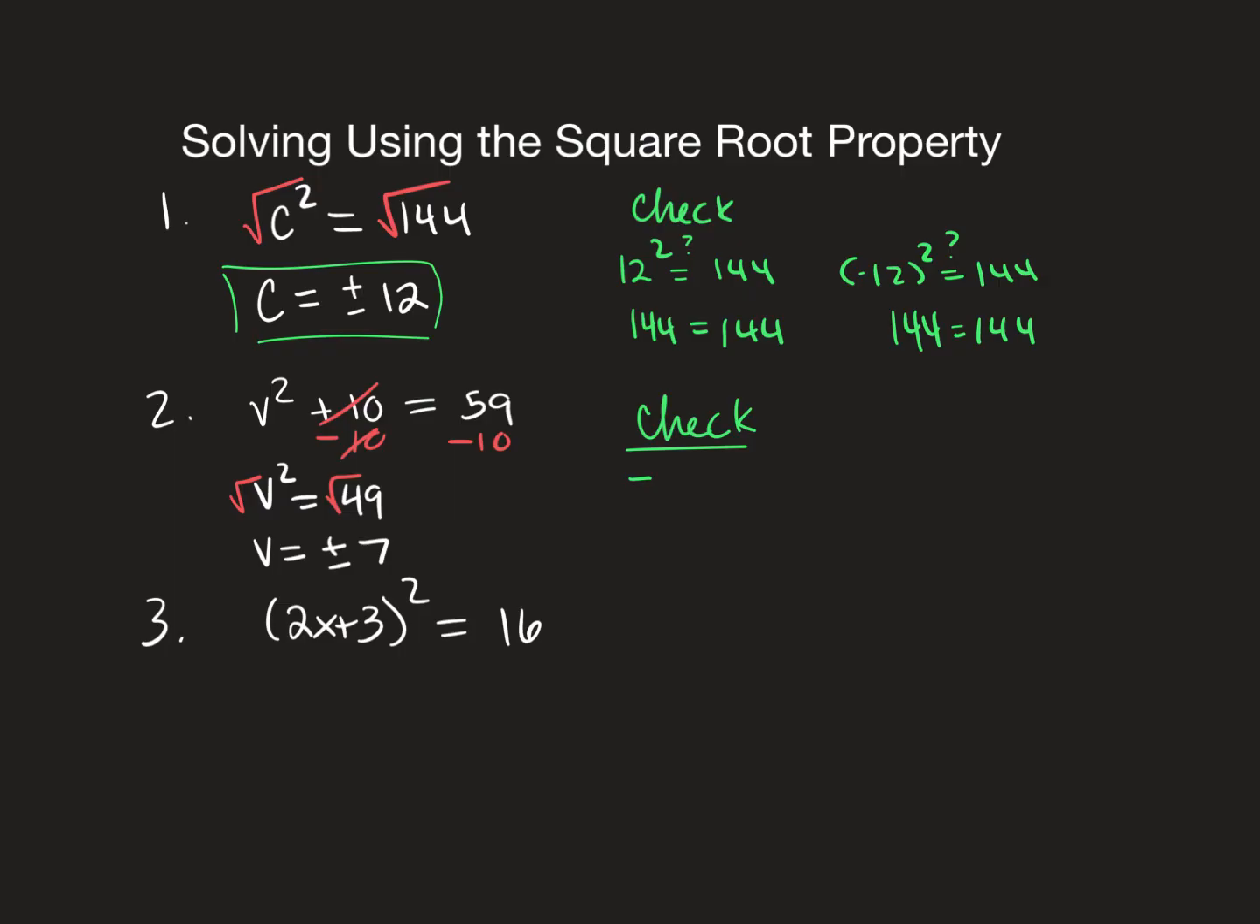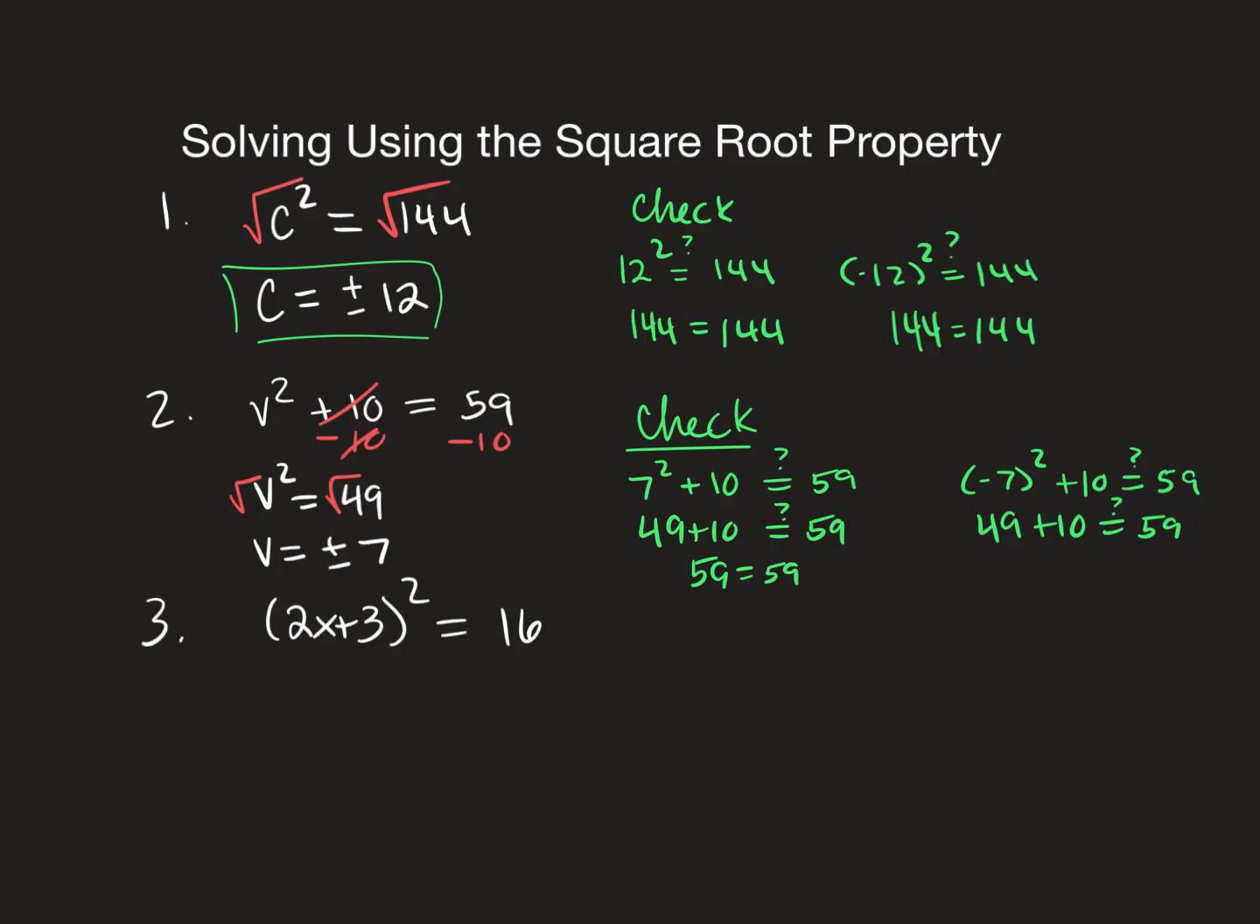So we have 7 squared plus 10. We need to see if that equals 59. And we have negative 7 squared plus 10 needs to equal 59. All right. Just following order of operations, we have 49 plus 10. Does that equal 59? Yes, it does. Now, moving on to the second part of the checking. Negative 7 squared is 49, positive 49. Plus 10, does it equal 59? We just showed that it does. So, our answers are going to be positive and negative 7.